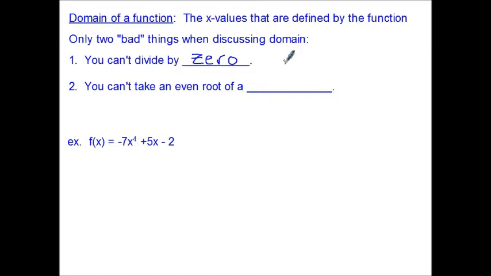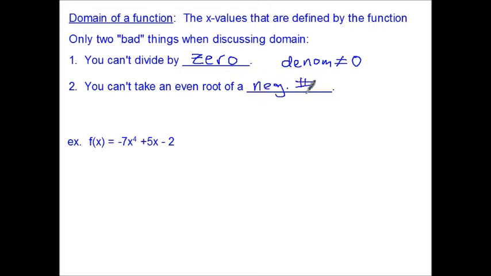Basically what that means in a more practical sense is, if we have a function, our denominator can't be equal to 0. So we can work with that to figure out any bad domain values that are out there. Secondly, you can't take an even root of a negative number.